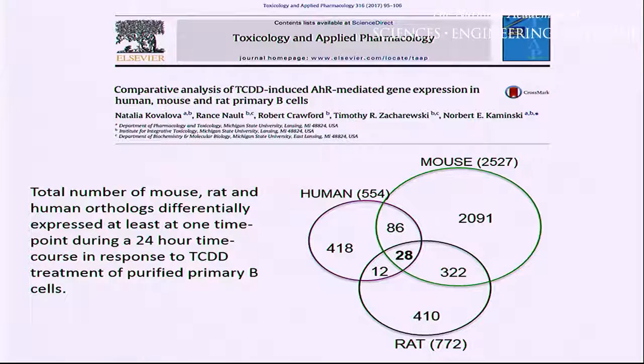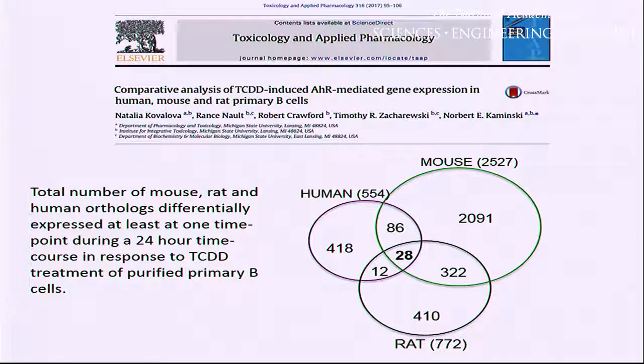What we were interested in is how did the three species compare in terms of their gene expression profile? And so the answer really is here within the three circles. We had 28 genes that actually were differentially expressed across these three species. And in fact, of those 28, I would argue that probably very few of them even had anything to do with B cell function, because they were the AH receptor battery genes like cytochrome P450-1A1, 1B1, some of the transferases and so forth. So again, it shows you how little there is in terms of similarity in these gene profiles.